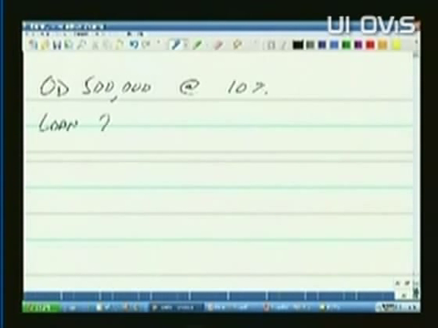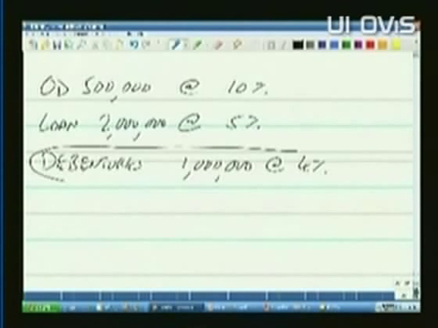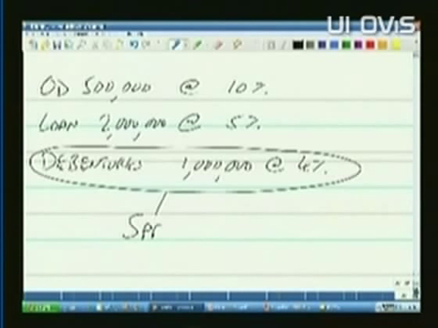what I'm basically saying is I have 500,000 at 10% overdraft. I have a loan of 2 million at 5%, and let's say I've issued some debentures. I've issued 1 million of those at 4%. But the reason why I've issued those debentures is to finance a particular building project. So those ones are specific to a project.